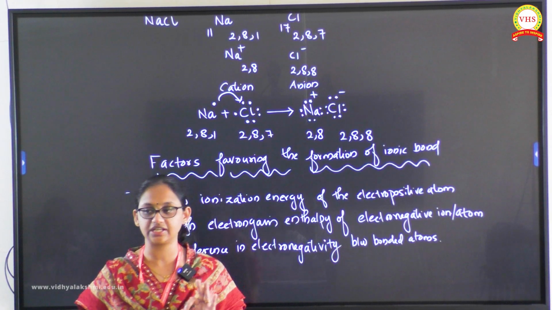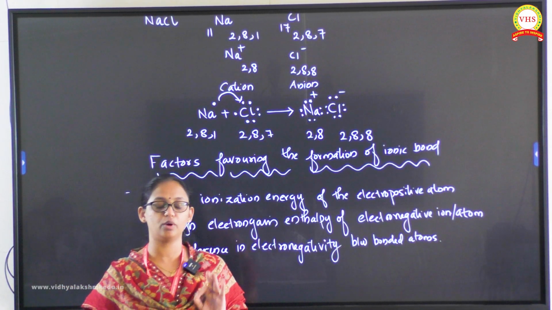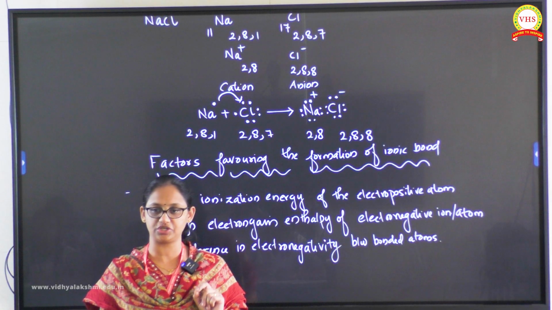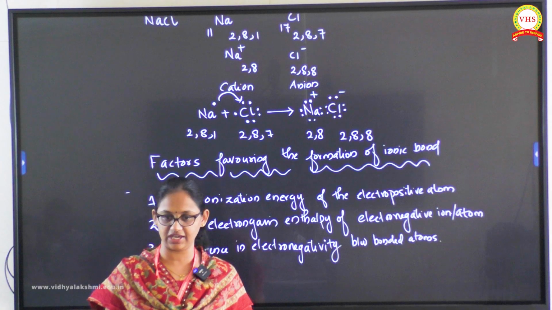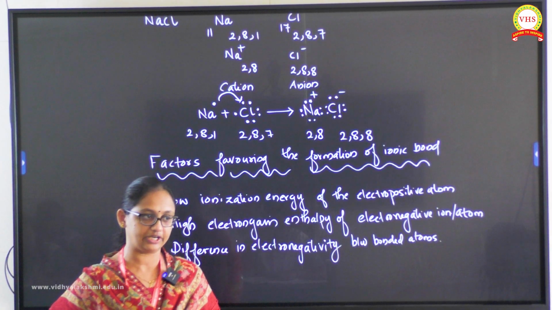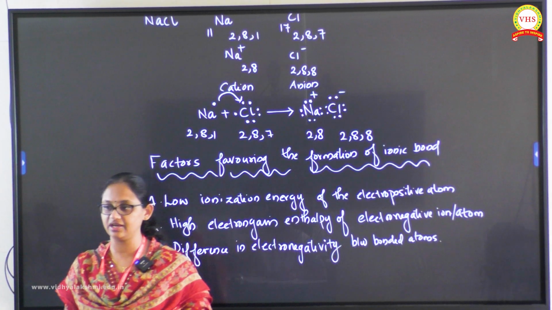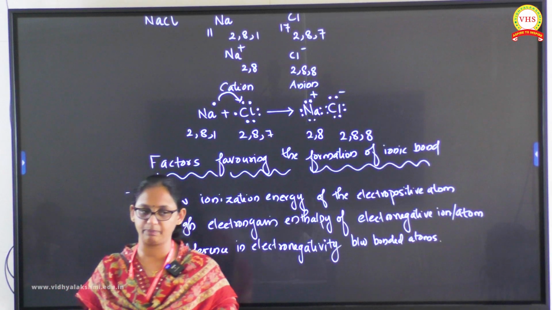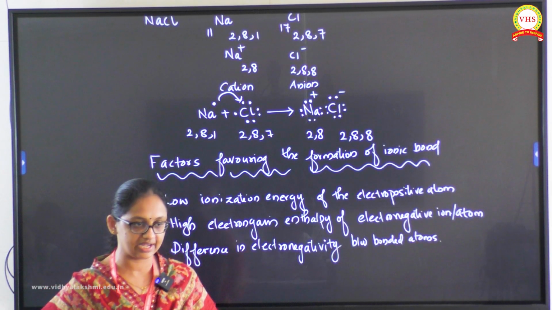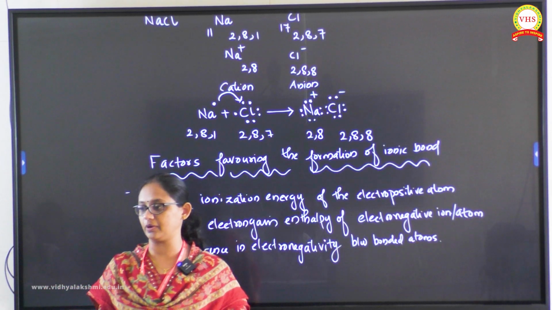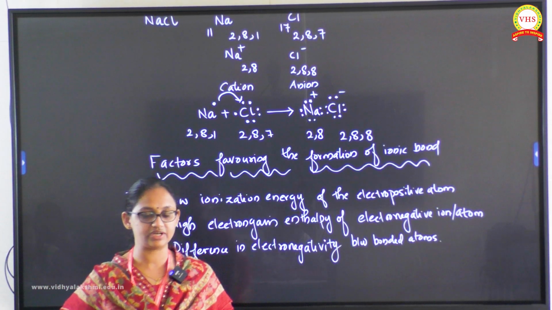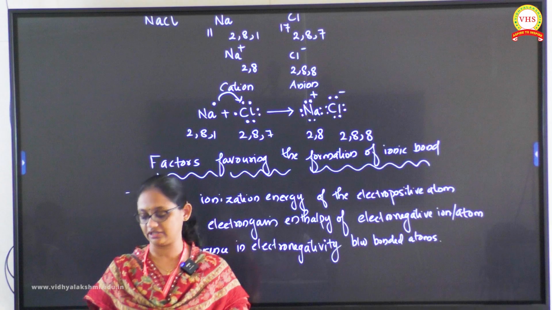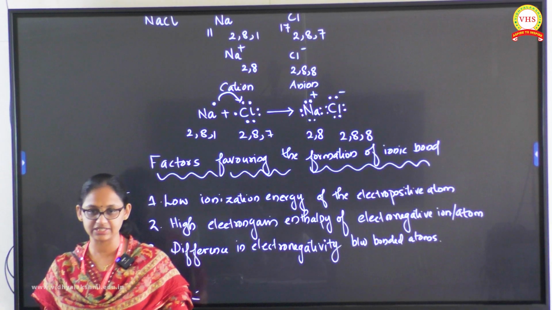Clear? So what are the three factors favoring ionic bond formation? The first factor is low ionization energy of the electropositive atom, the second is high electron gain enthalpy of the electronegative atom, and the third is the difference in electronegativity between the bonded atoms in a molecule. So it is clear.